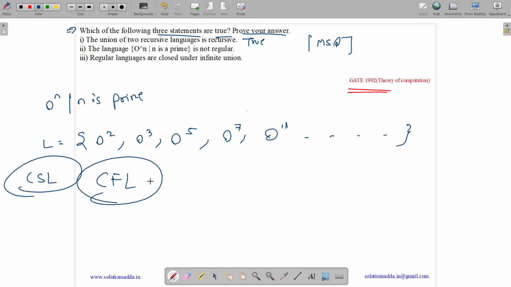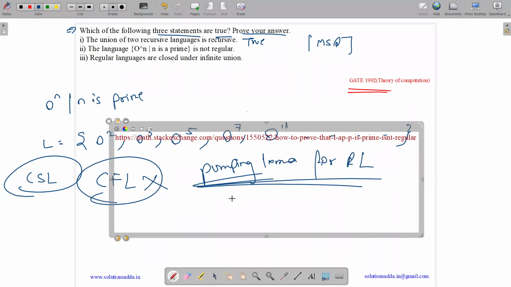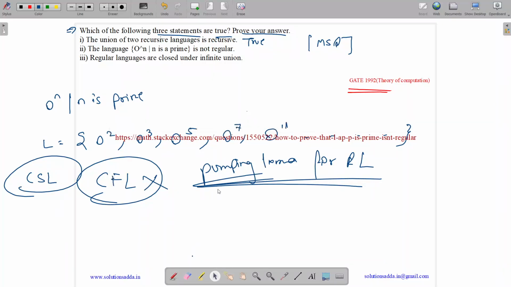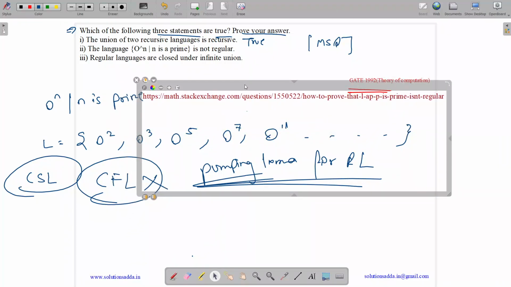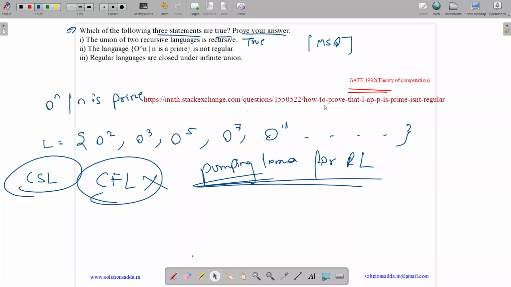For this, you can use the pumping lemma. Pumping lemma for regular languages you can use to prove that it is not regular. You can go to this link, a Stack Overflow link. It shows how to prove that a to the power p where p is prime is not regular. You can follow this link and get the pumping lemma proof for the same. So this is also true. It's not regular.